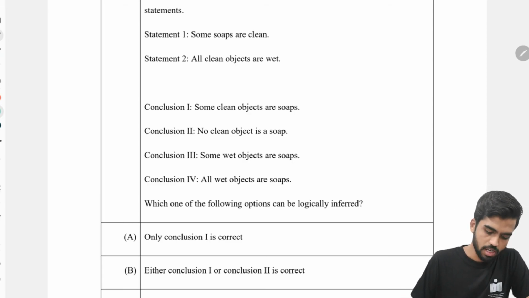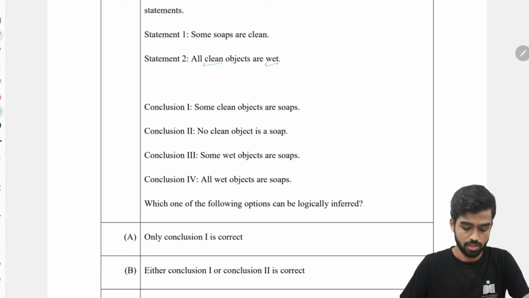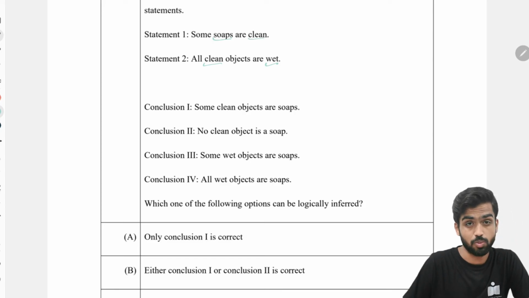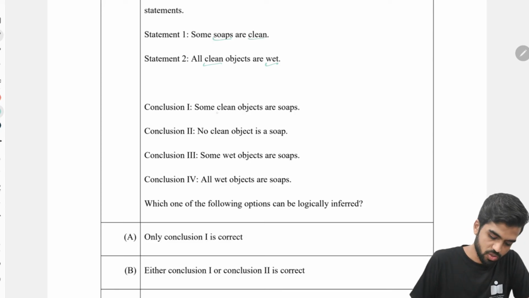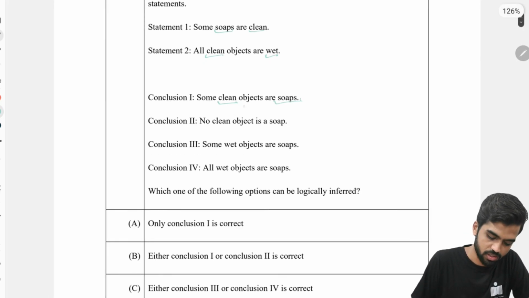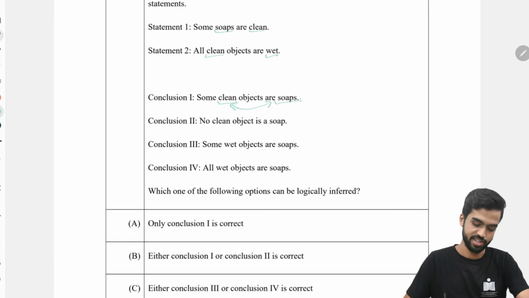Some clean objects are wet. We know that all the objects which are clean are also wet, so clean and wet can be used synonymously to an extent. But only some soaps are clean, or maybe some soaps are wet. So some clean objects are soap. This is true, because if I see it as some soaps are clean, which is what the first statement is.